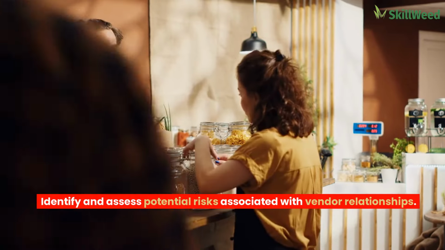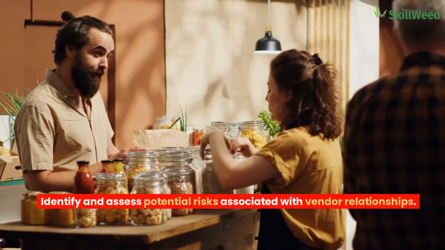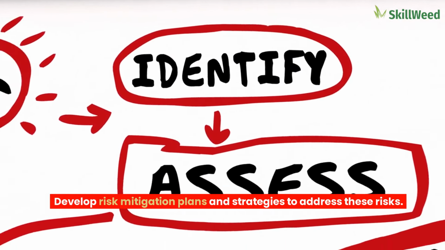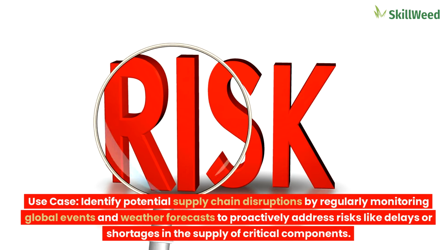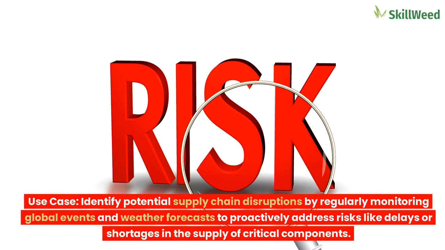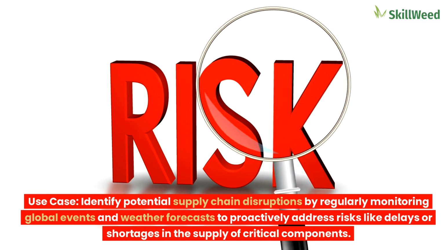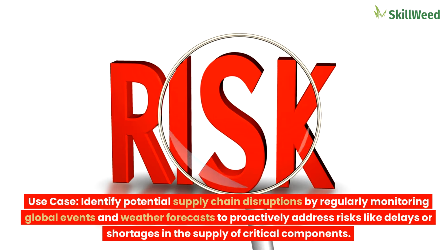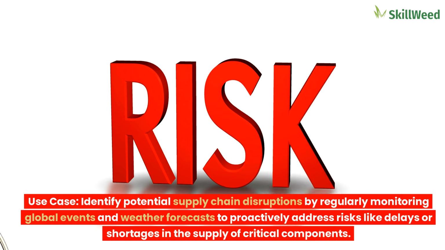Risk management. Identify and assess potential risks associated with vendor relationships. Develop risk mitigation plans and strategies to address these risks. Use case. Identify potential supply chain disruptions by regularly monitoring global events and weather forecasts to proactively address risks like delays or shortages in the supply of critical components.